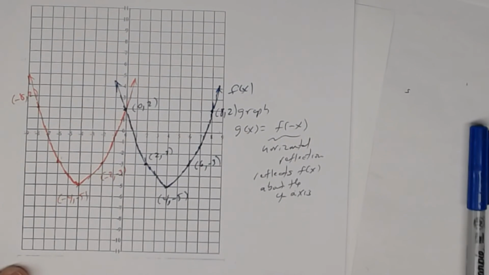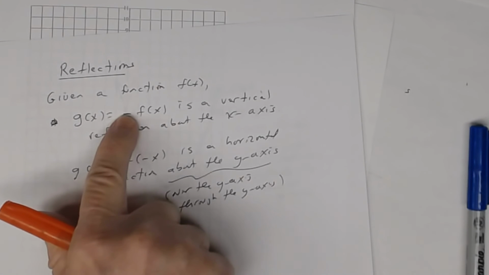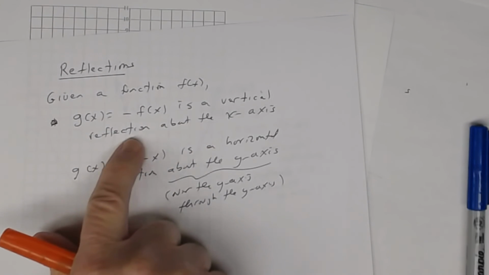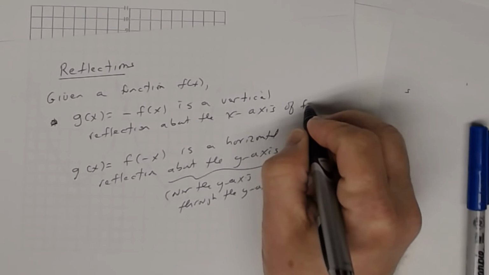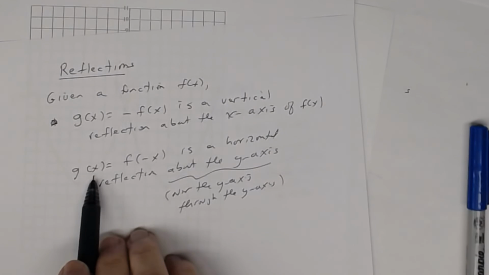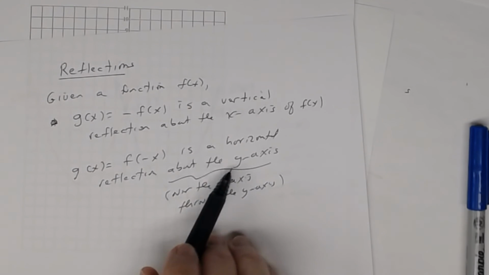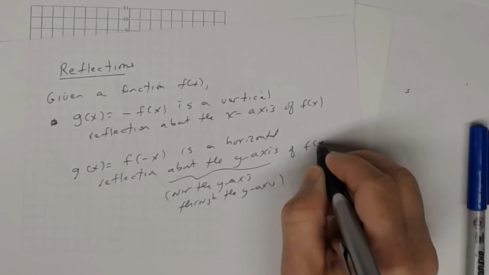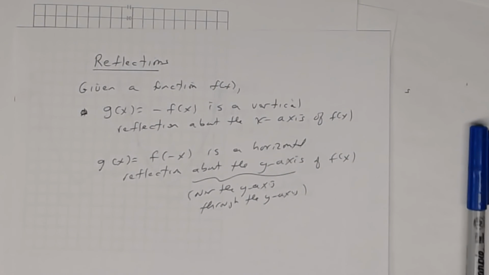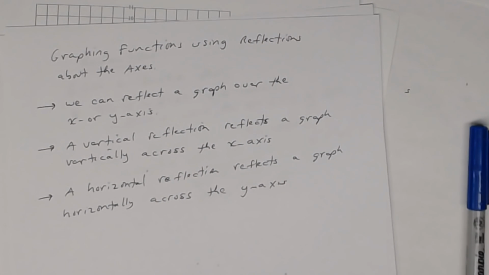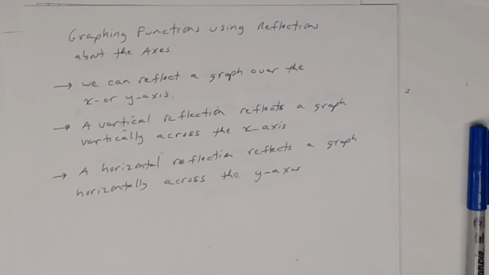All right. So the important thing to remember is this. g of x equals the opposite of f of x is a reflection about the x-axis of f of x. And then over here, g of x equals f of -x is a horizontal reflection about the y-axis of f of x. Okay. All right. So that is, I believe, the lesson on graphing functions using reflections about the x-axis and about the y-axis.